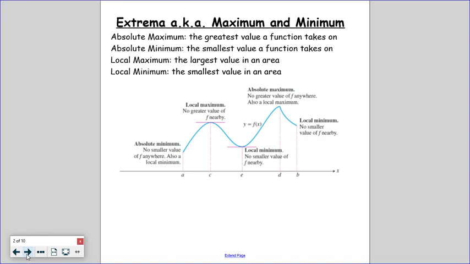That is one thing that may be new to you: including an endpoint as a maximum or a minimum will happen now. So again, this one would be our absolute minimum, a local or relative minimum, and a local or relative minimum there.